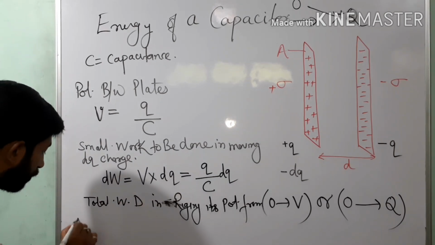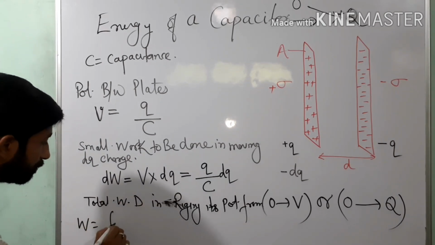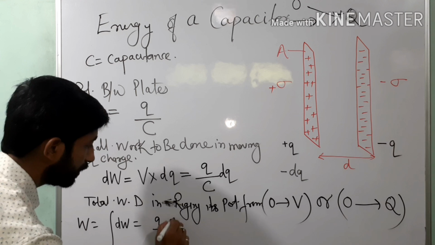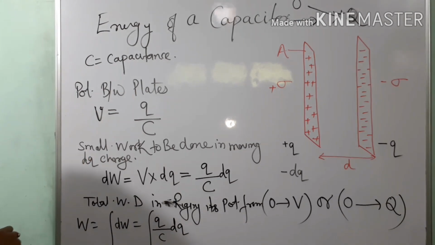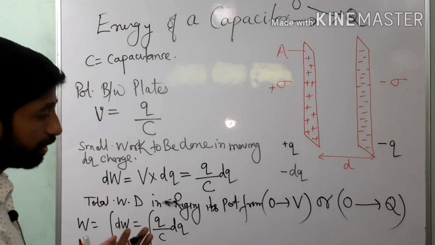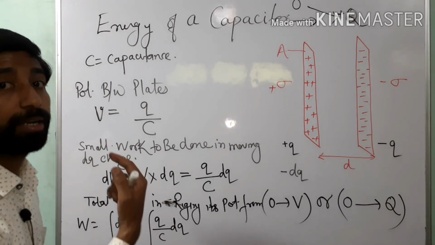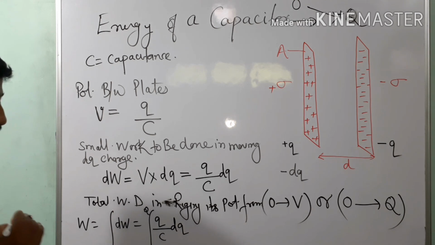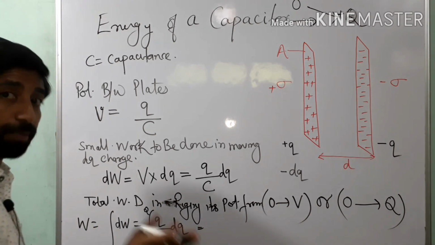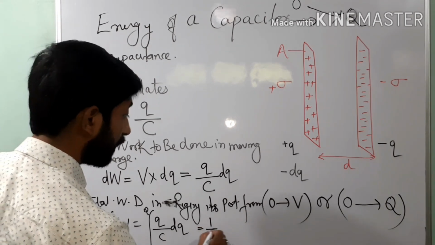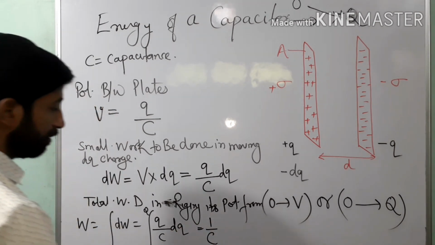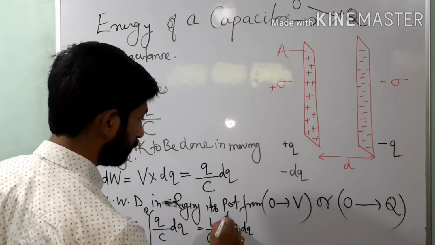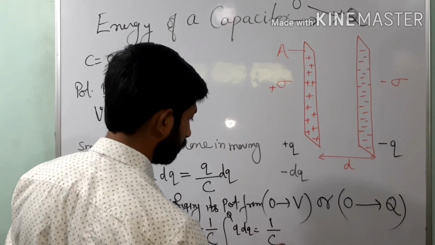So in that case the total work done will be equal to the integration of dW, that is the integration of q upon C and dq, and remember this integration is being done with respect to the charge, so we are setting our limits in terms of charge: initially the charge was 0 and finally the charge was capital Q. C is constant because it will be constant for any conductor, not for all.